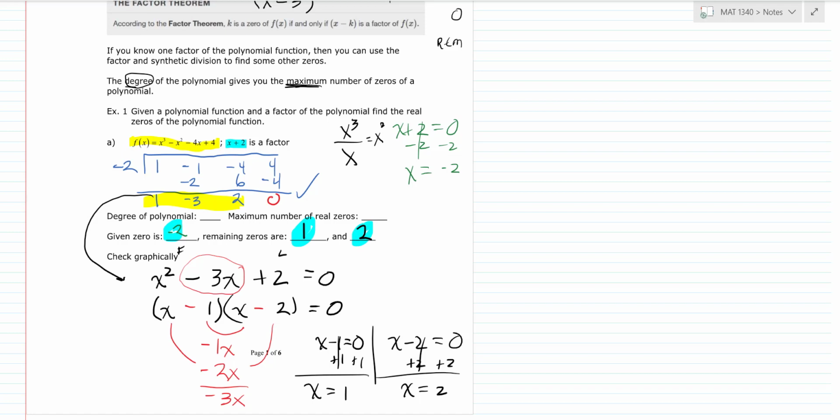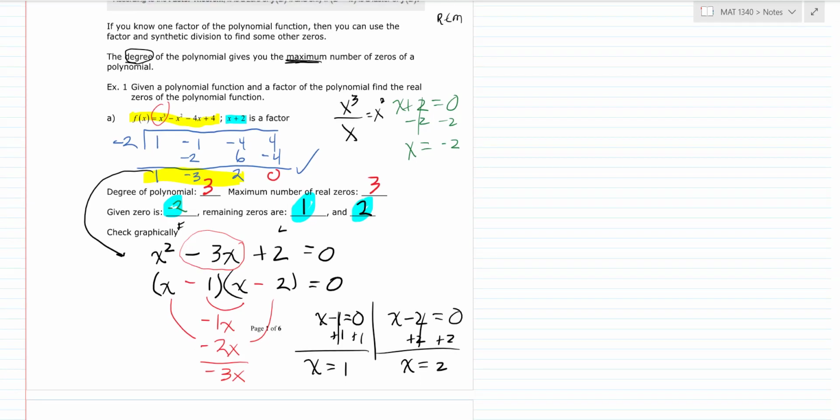Now, to begin with, what I wanted to explain about this problem also is that the degree of this polynomial is the highest power, so that's 3. That means the maximum number of real zeros is 3. So we got 3 distinct zeros to get that problem completed.